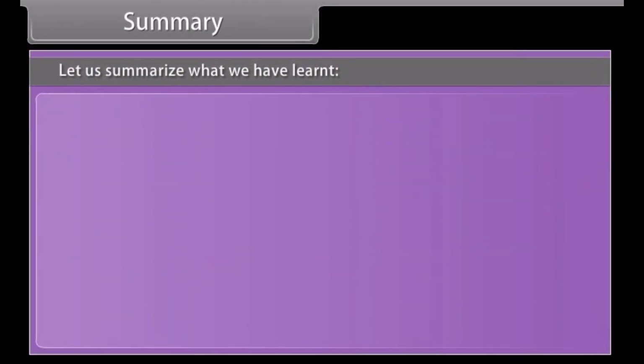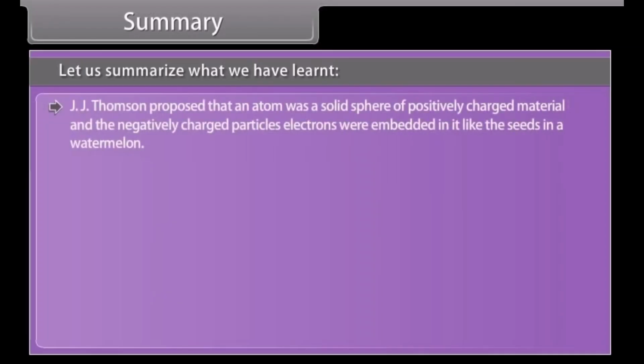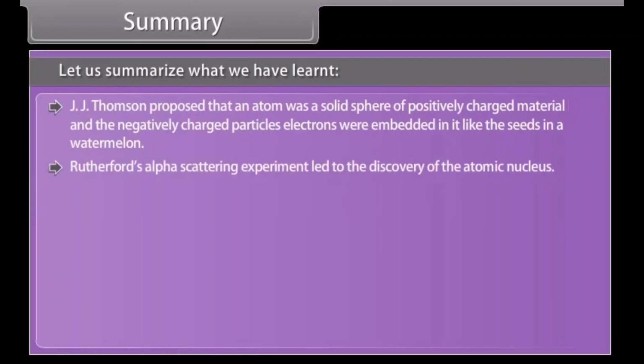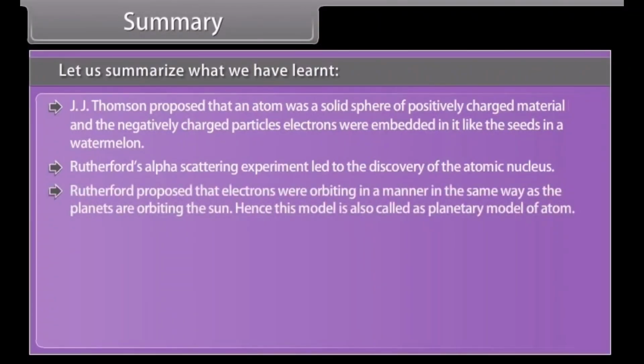Summary. Let us summarize what we have learned. J.J. Thomson proposed that an atom was a solid sphere of positively charged material, and the negatively charged particles, electrons, were embedded in it like the seeds in a watermelon. Rutherford's alpha scattering experiment led to the discovery of the atomic nucleus. Rutherford proposed that electrons were orbiting in the same way as the planets orbit the Sun. Hence, this model is also called the planetary model of the atom.